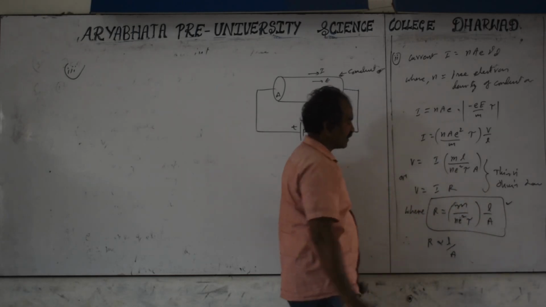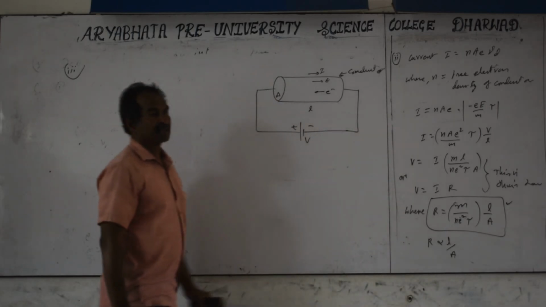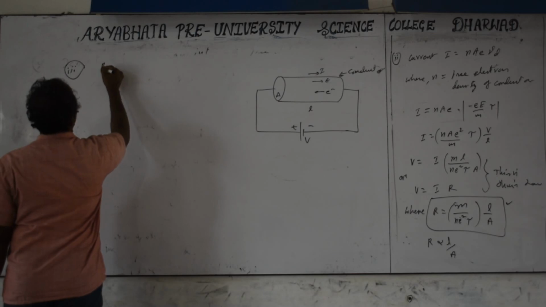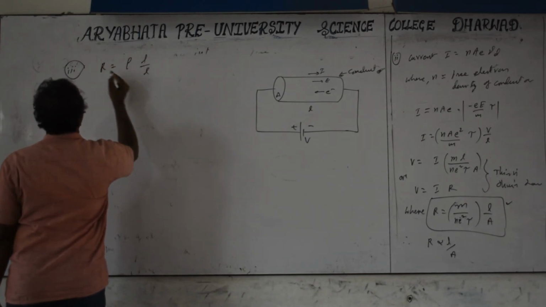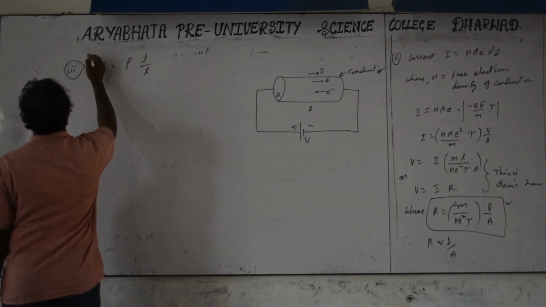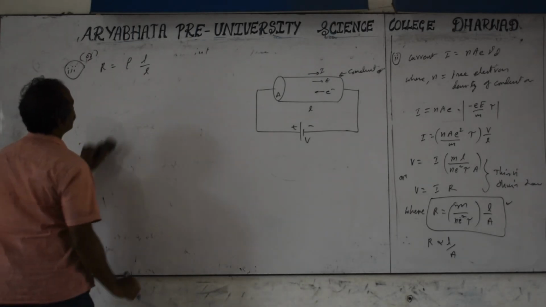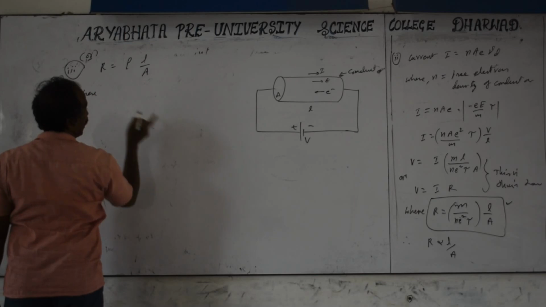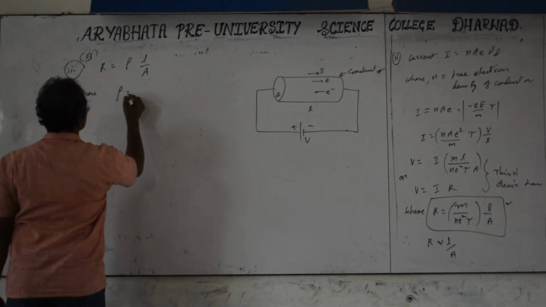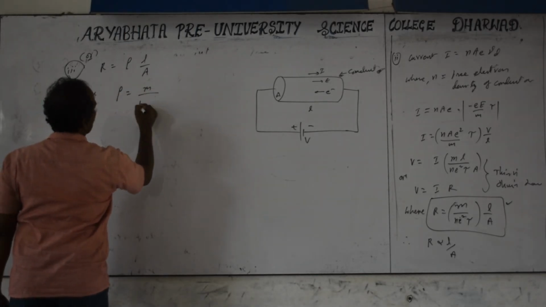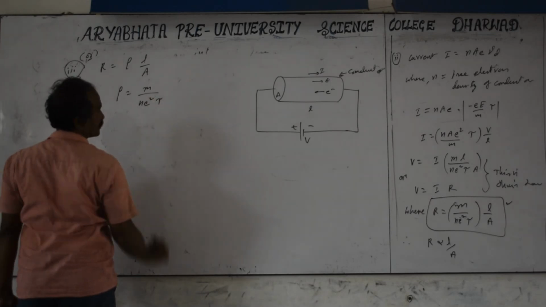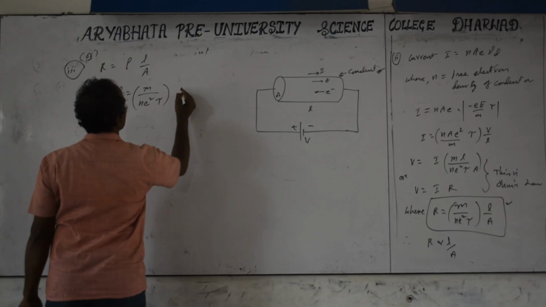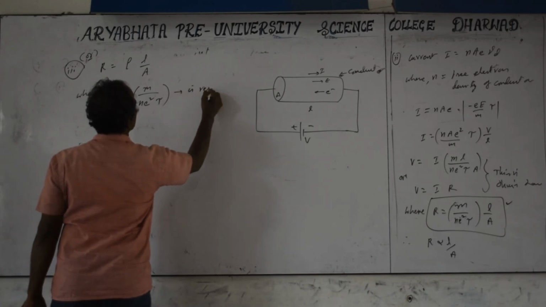Next, they will ask for the resistivity and conductivity. So two more steps. R is equal to rho into L by A. Comparing that equation, rho is equal to m by n e square tau, which is the resistivity.